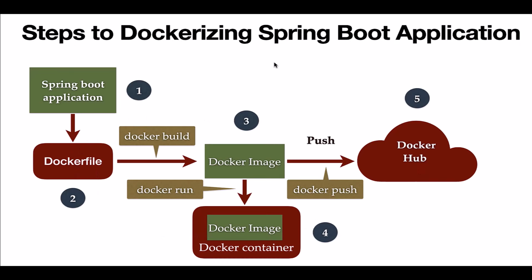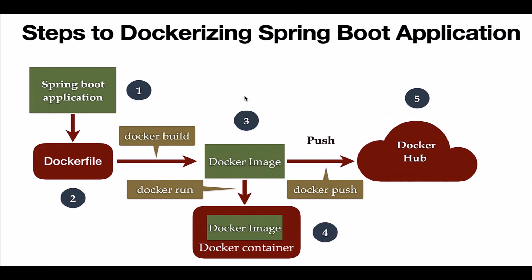In the next lecture onwards, we'll see how to Dockerize the Spring Boot application step by step. First, we'll create a Spring Boot application and build some REST APIs. Next, we'll create a Dockerfile and define all the instructions and commands to build the Docker image. Next, we'll see how to create a Docker image from the Dockerfile, how to run a Docker image in a Docker container, and how to push a Docker image to Docker Hub. So these are the steps that we are going to perform in order to Dockerize a Spring Boot application. Alright, great. I will see you in the next lecture.